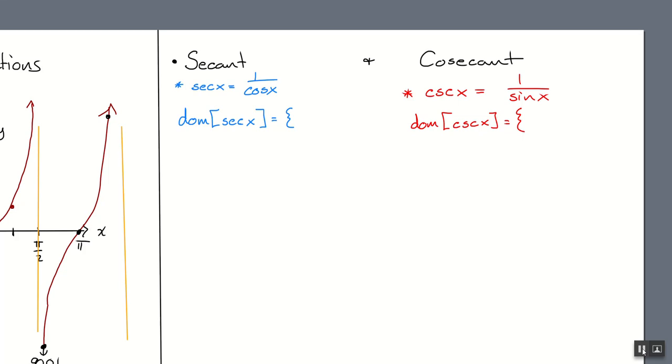3, 2, 1. At the top, how many radians is that? So I know that it can't be pi halves right off the bat. Here's where we're going to use our wonderful mathematical minds to make sense of this. It can't be pi halves. Where else does it happen? At the bottom, right at 3 pi halves.